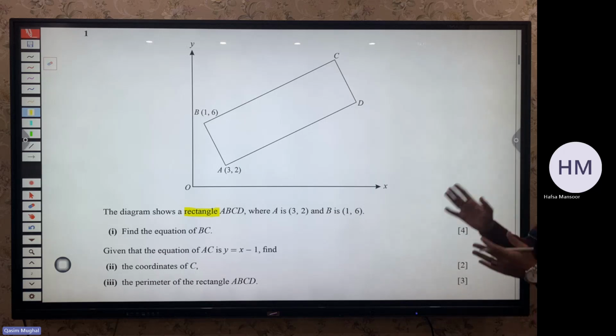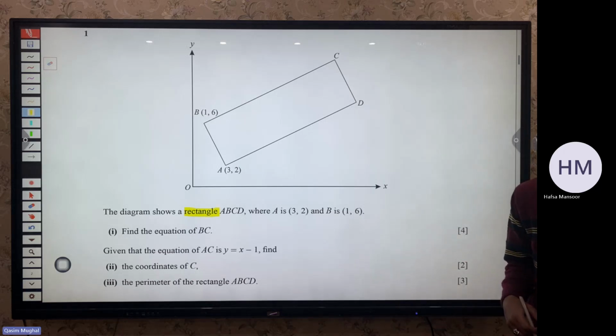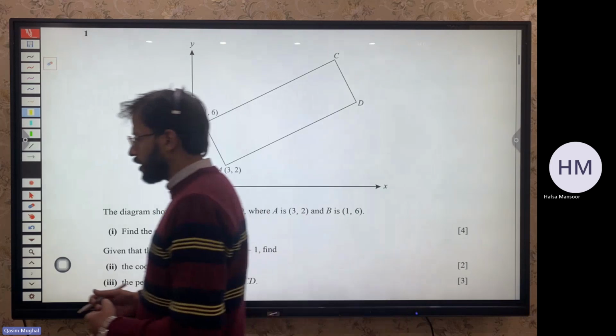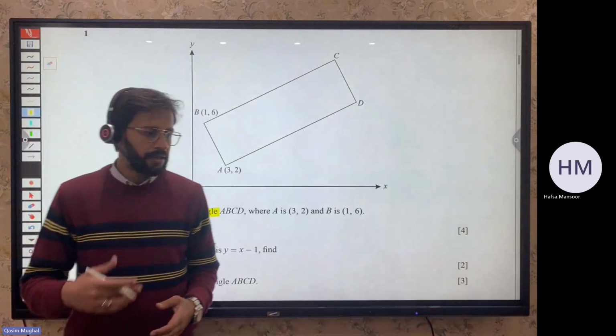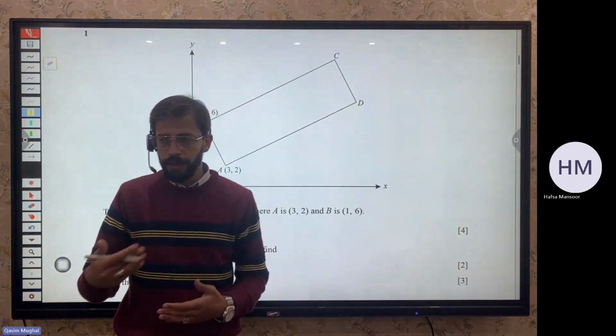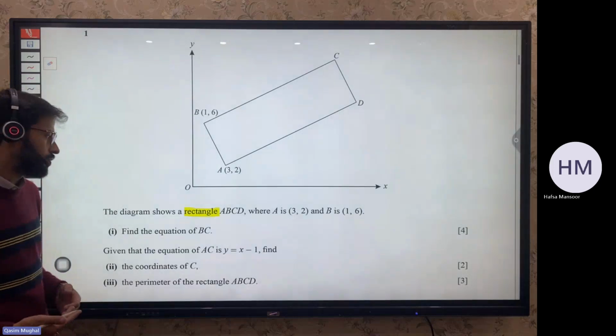Now the key to these questions is first make a plan, second execute it. Before jumping right away onto the question, read the question, highlight the keywords, the important points, and then have a good look at it, and then make a plan. First of all, make a plan in your head and then execute it.